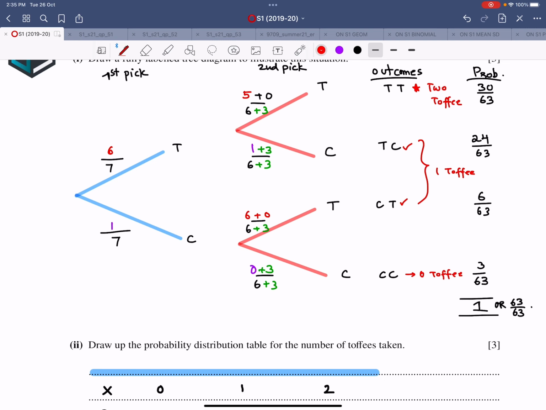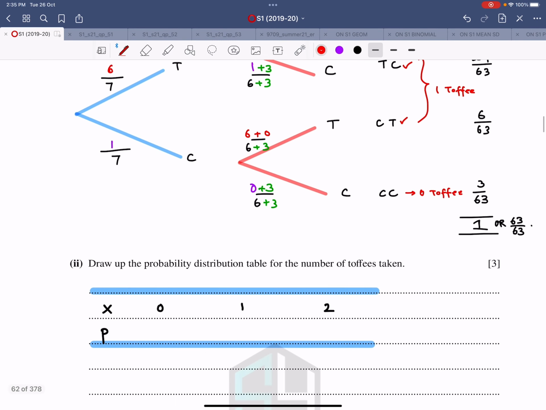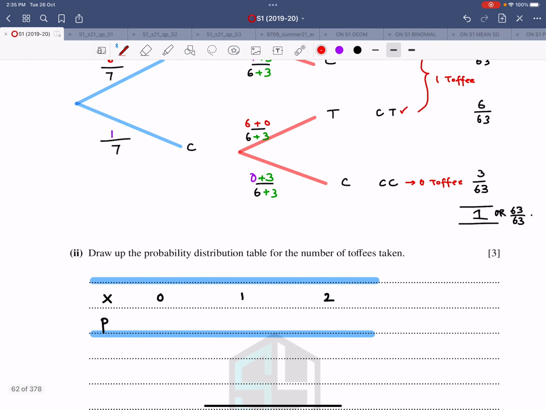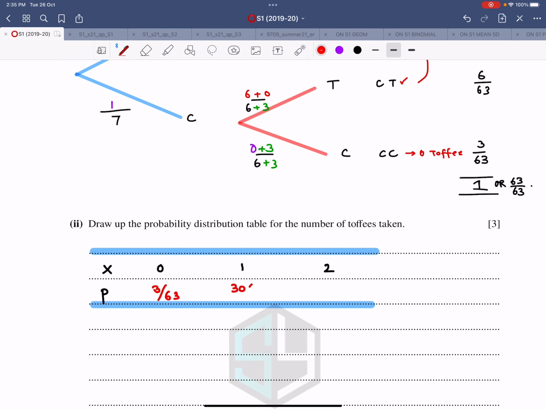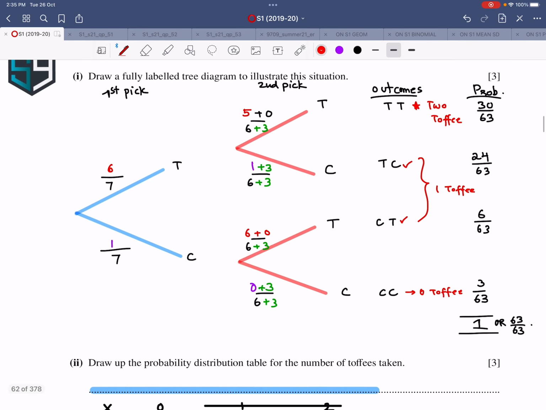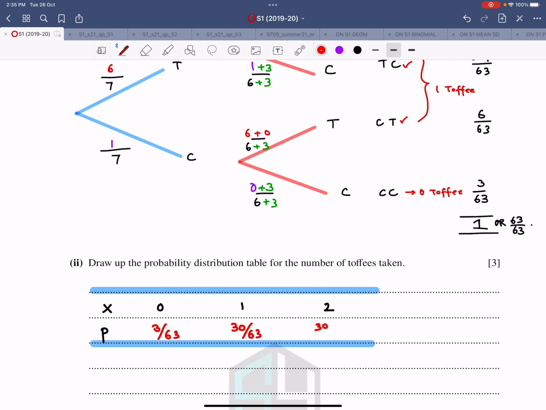So therefore, this one is 3 over 63. The first thing is 3 over 63. This one is 24 plus 6. That is 30 over 63. Last one is also 30 over 63. That's how you draw up a probability distribution table. And now you very well know what is the next thing that they're going to ask.